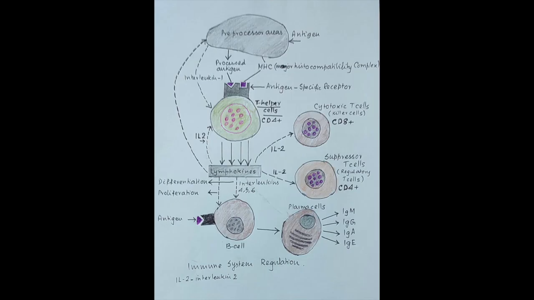This figure shows the immune system regulation. On specific stimulation by processed antigen, the T helper CD4 cells produce lymphokines which activate cytotoxic CD8 positive T killer cells, stimulate suppressor T CD4 cells at the appropriate time, and stimulate B cells to modify themselves into plasma cells to produce various types of immunoglobulins.